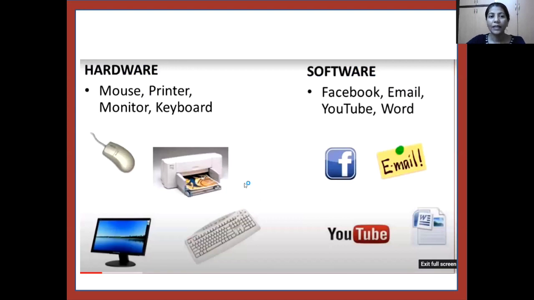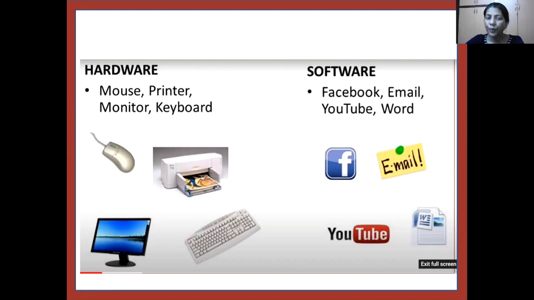Hardware are the parts of the computer that we can touch and we can see. You can see mouse, you can touch mouse, you can see printer, monitor, keyboard, and we can touch also. So these all the parts of the computer are called hardware.